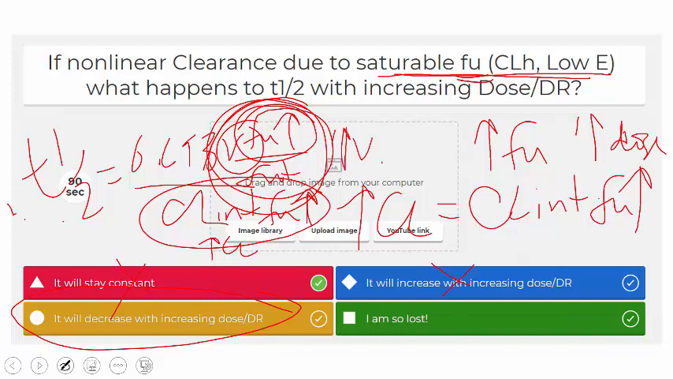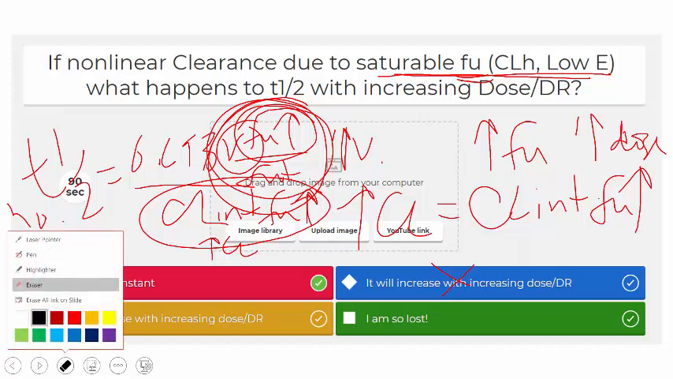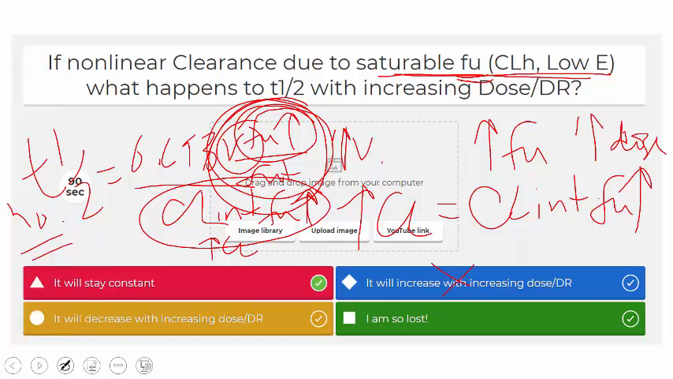So will there be a change in half-life? No change. Oh man, I almost missed that one, but no, I did it on purpose. So the clearance will be increasing, but so will volume to the same extent. So the half-life should not change. This is tricky, isn't it?